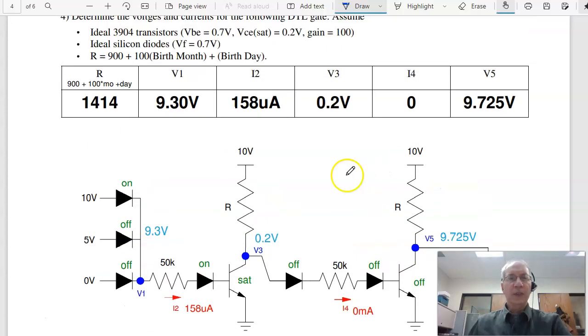Problem 4 is repeat. Now when the input is 10 volts, 5 volts, and 0 volts. In this case, I have enough voltage to turn on these diodes, and this will be max function. The 10 turns this on, making this 9.3 volts. This turns off this diode, turns off that diode. Only one diode can be on. They actually could all be off, like the previous problem, but if they're on, only one of them is turned on. So I have 9.3 volts for V1.